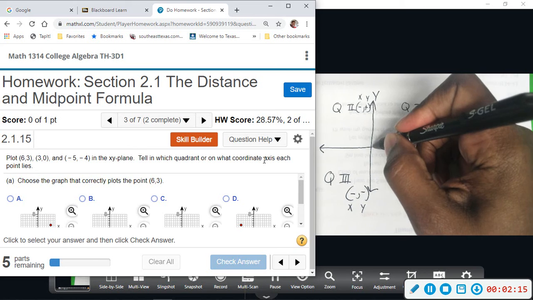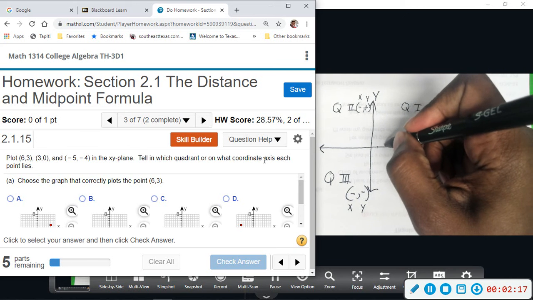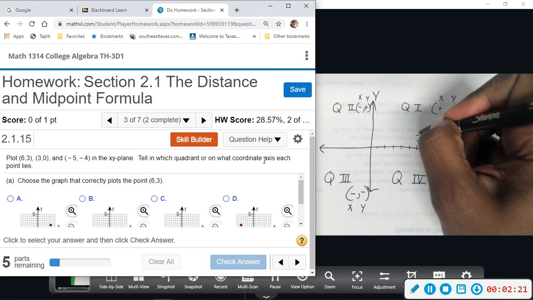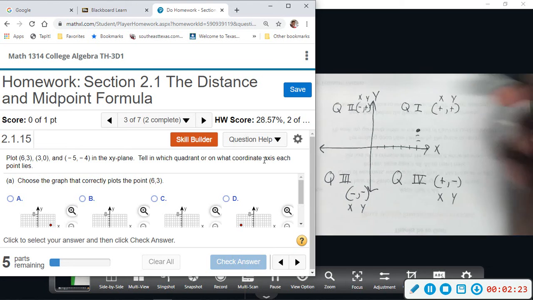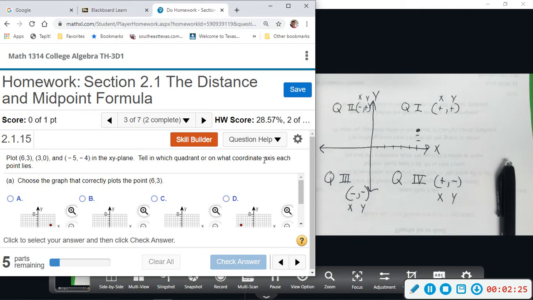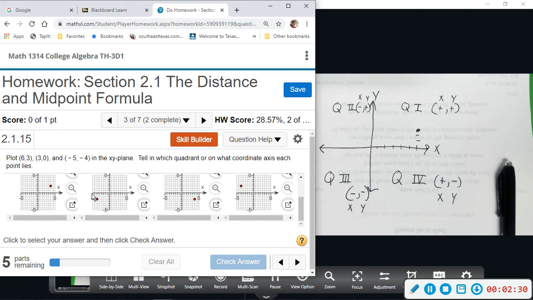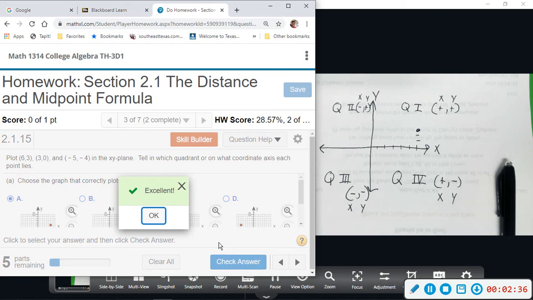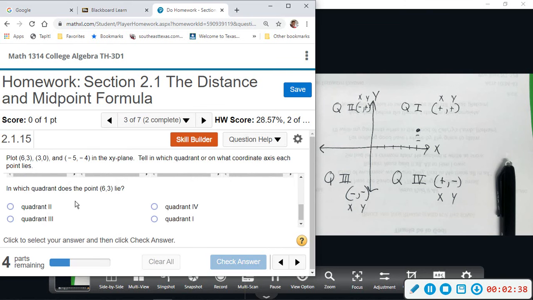So part A wants us to graph positive 6, 3. So we would go X direction first. 1, 2, 3, 4, 5, 6, and we'll go up 1, 2, 3. So this will be the point 6, 3 in quadrant 1. So let's find out which graph matches that image. So it looks like A. Only one has that in the right spot. Alright, in which quadrant does the point 6, 3 lie? Quadrant 1.